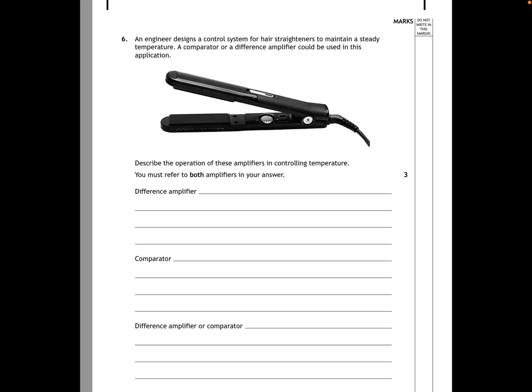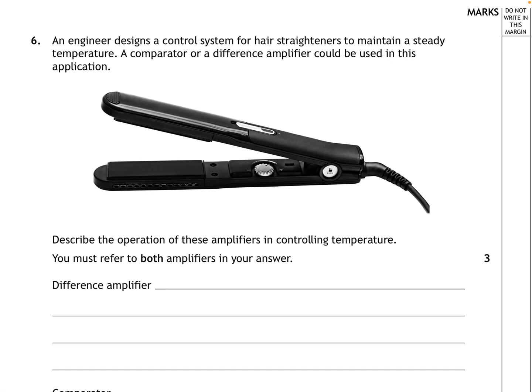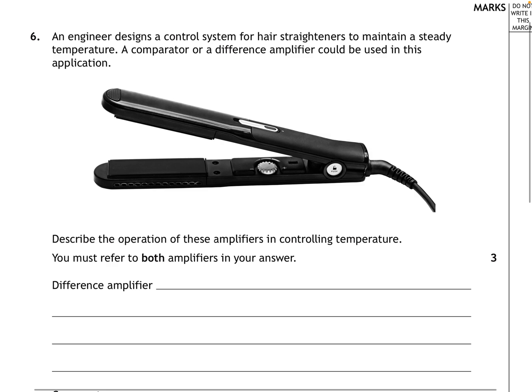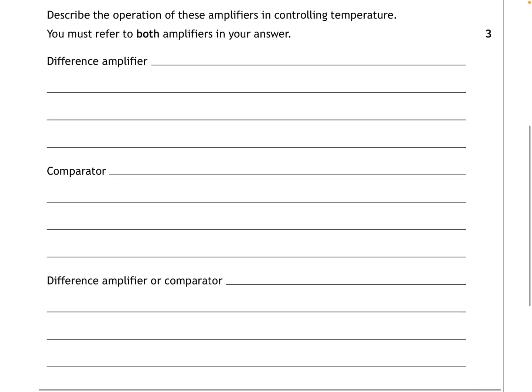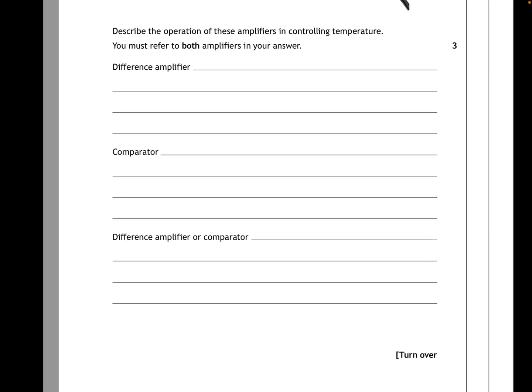This is question 6 from the 2023 Higher Engineering Science paper. Here we are told that an engineer is designing a control system for hair straighteners to maintain a steady temperature. We're told that a comparator or a difference amplifier could be used in this application. It says describe the operation of these amplifiers in controlling temperature. You've got to refer to both of the amplifiers in your answer, and you're given this space to talk about them.